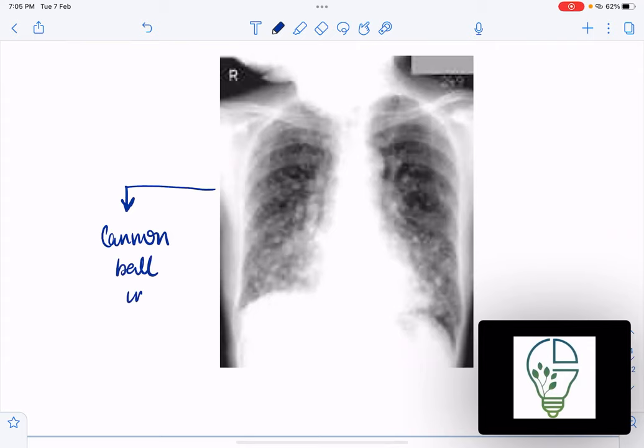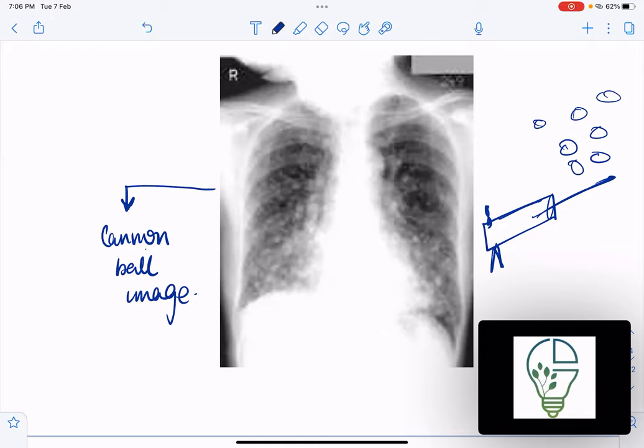What is a cannonball? I don't know if you're familiar with this, but during war, in the olden generation, they used to have these things that they would shoot out fireballs. Those of you who play video games are more familiar with it. In the wartime, they were obviously very big. But when we look at them, they're small, round images.